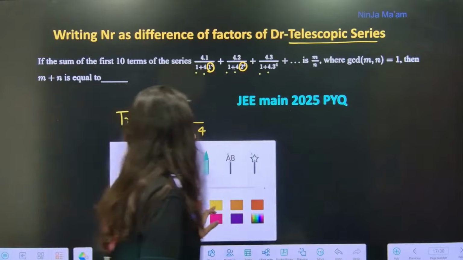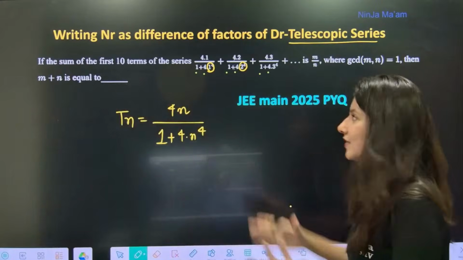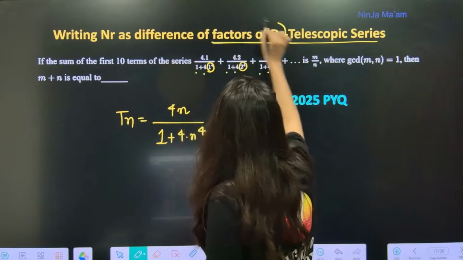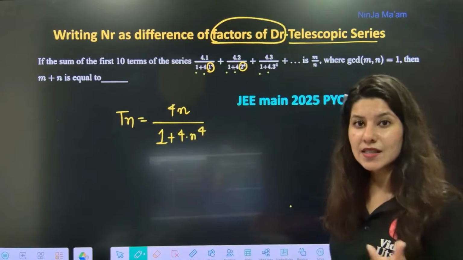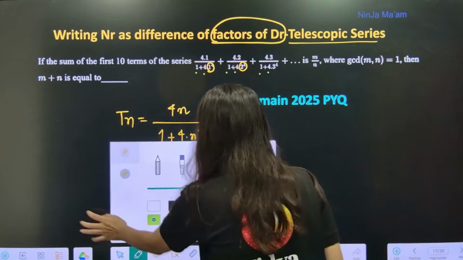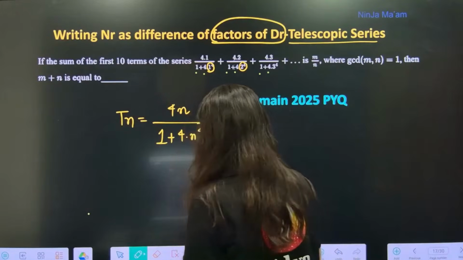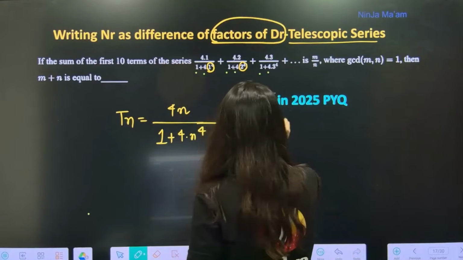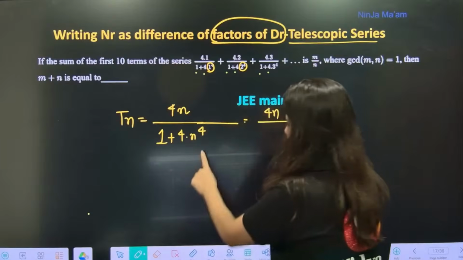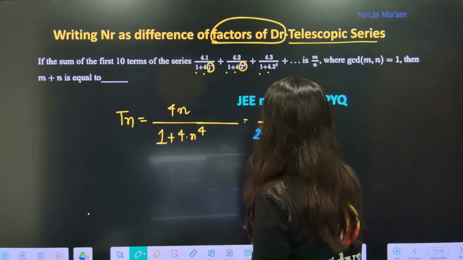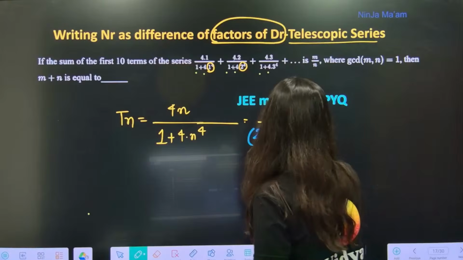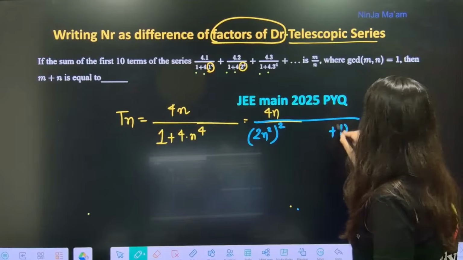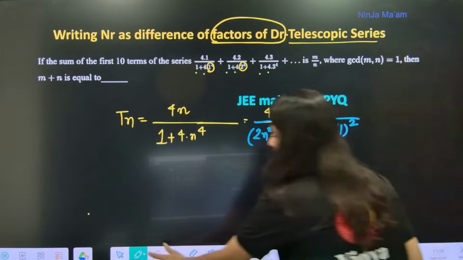Now, what's the category? First of all, summation Tn: you have to write the numerator as difference of factors of the denominator. So you have to create the factors in the denominator. Can you factorize this? Anybody help me in factorization? If you write it as 4n upon, this is 2n squared whole squared. I'm trying to make a complete square. Plus 1 is there, so a square and b square are there.